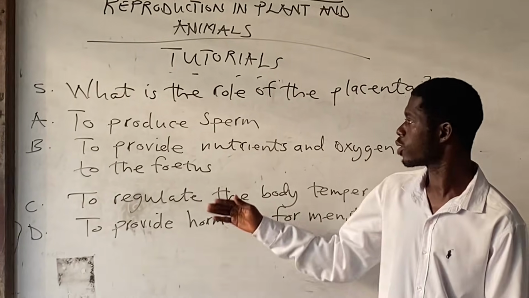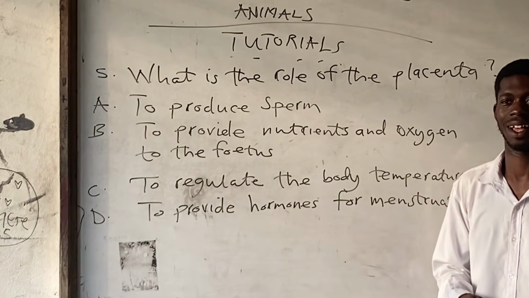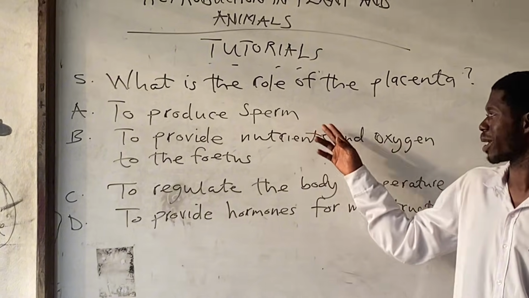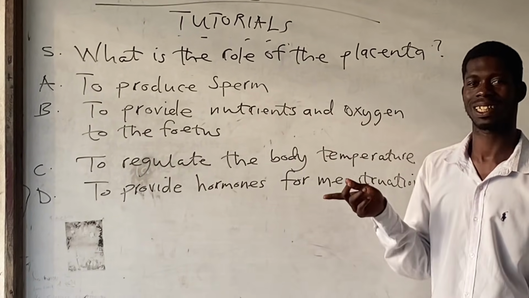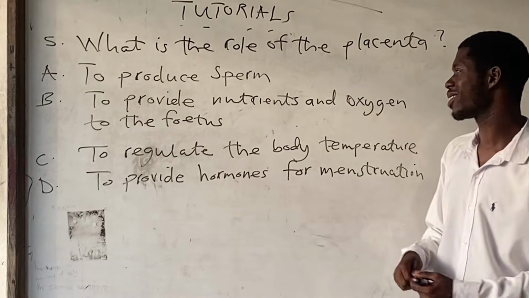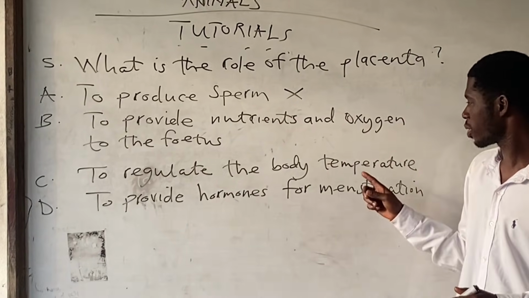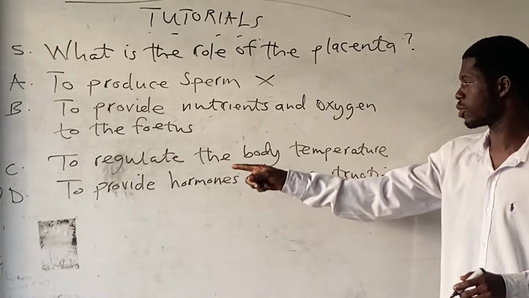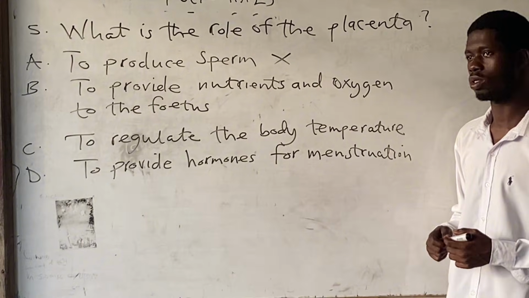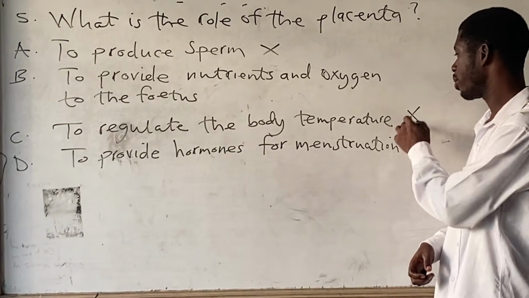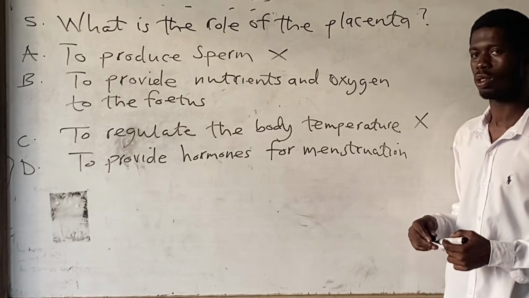Right? Okay. So A, to produce sperm. No. Placenta doesn't produce sperm. Even sperm is in male, placenta is in female. So this is not the right answer. To regulate the body temperature. No, it doesn't regulate any body temperature. And to provide hormones for menstruation. No.